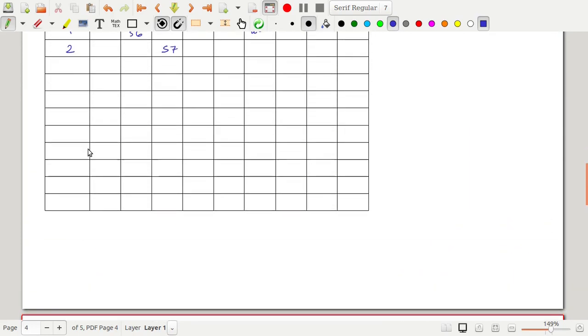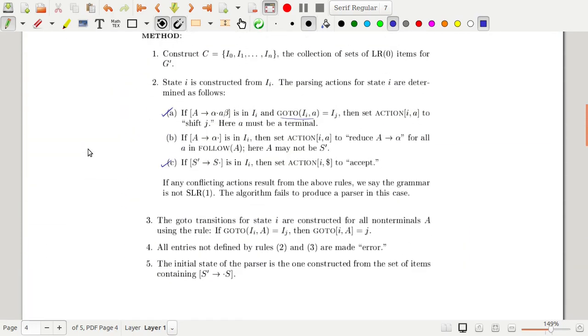That is like this one, this step. If you have a production like this, A gives alpha dot in I, then set action of I comma A is equal to reduce by A gives alpha for all A in follow of A. Here A may not be S dash.